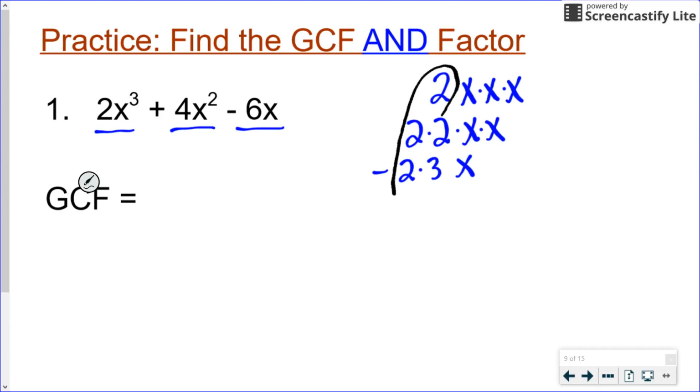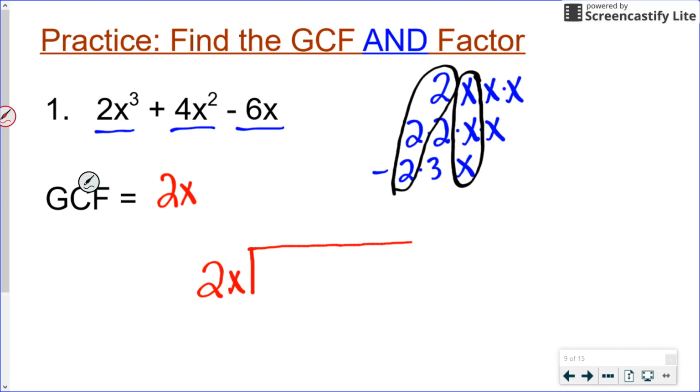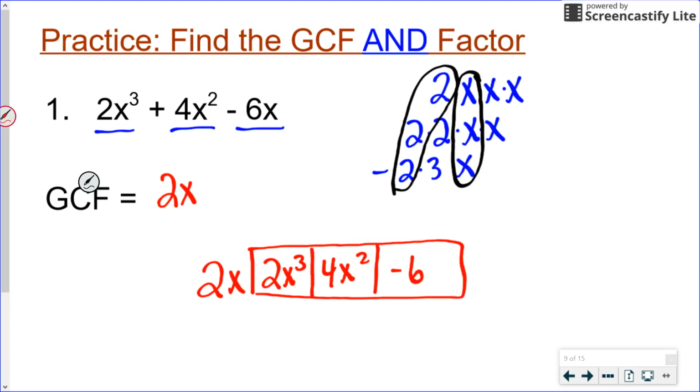Here's one group. It has to be in all 3. And I've got an x. Those are the things that are common to all 3 of them. So my GCF would be 2x. So that's the second step, find your GCF. Third step is now we got to go divide it off. So here's my division box, 2x. And I've got 2x cubed, 4x squared, and then minus 6x.